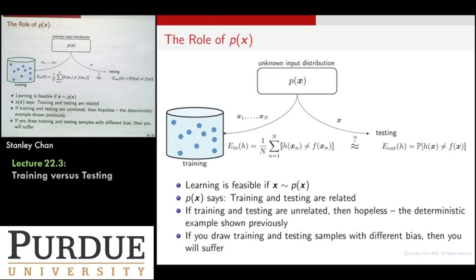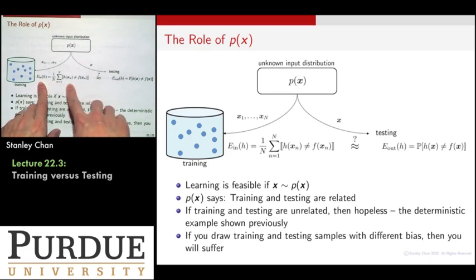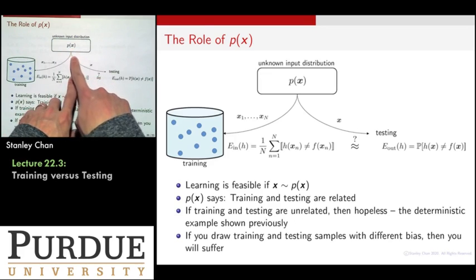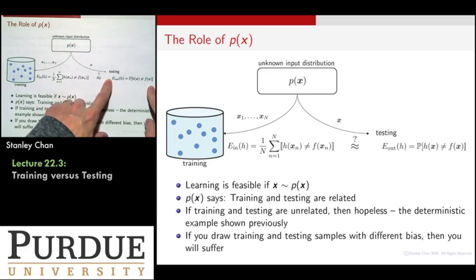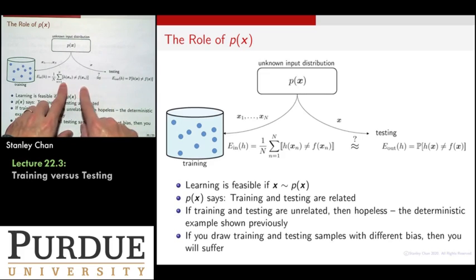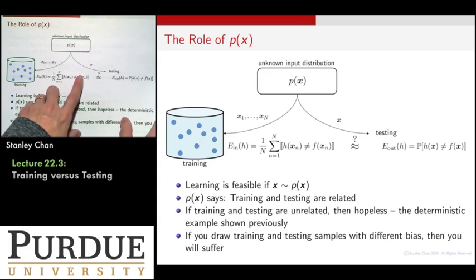The role of this probability p is very important. It is going to generate the training samples, which will define the training error. It is also going to generate the testing samples, which will give you the testing error. The biggest question we don't know yet is how close the in-sample error is to the out-sample error. That is the place of discussion, so we will spend a lot of time on this.